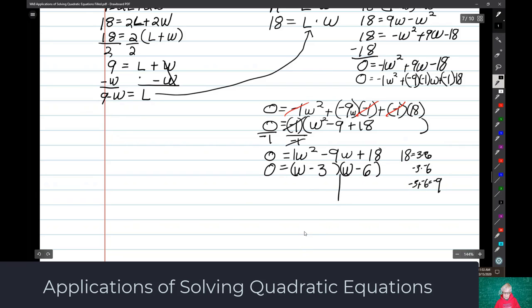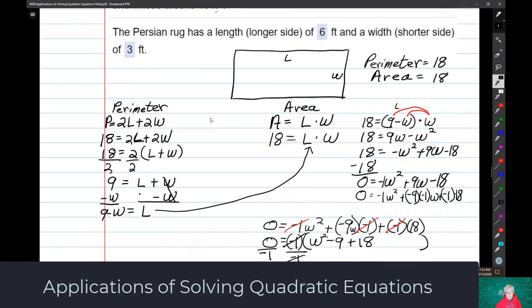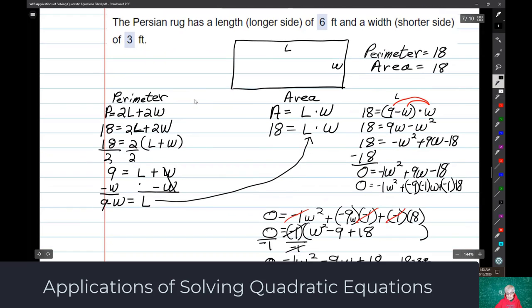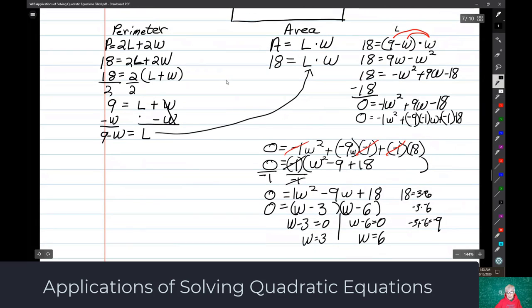And then W minus 3 equals 0. W minus 6 equals 0. So W equals positive 3 and W equals positive 6. Now, I believe we can only go with one answer. Aha! But notice that we can go with both. However, the width is always shorter than the length. So the width has to be 3 and the length has to be 6. But what if it weren't?